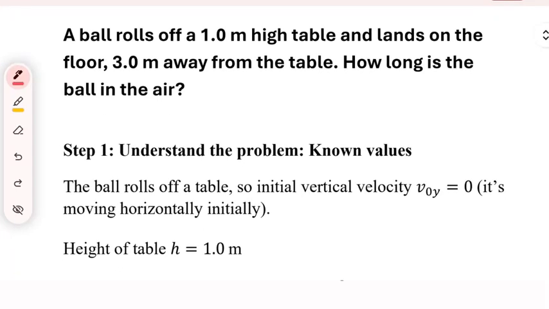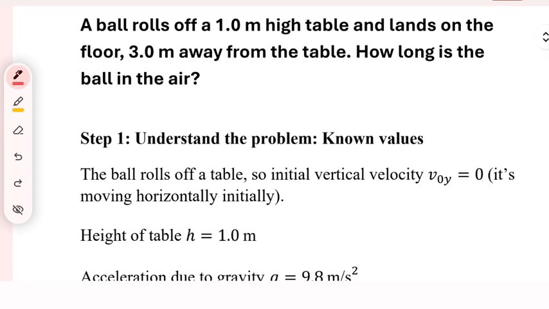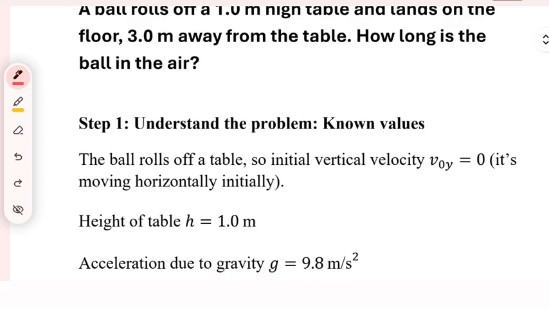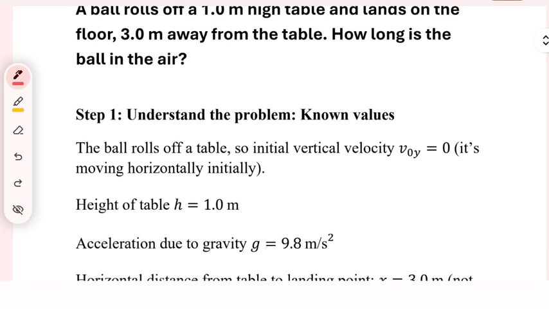So the ball rolls off a table, so the initial velocity is actually 0, and it's moving horizontally initially. It is also given that the height of the table, which is h, is equal to 1.0 meters. And we know the constant value of the acceleration due to gravity, since it's falling from the table, so gravity is involved.